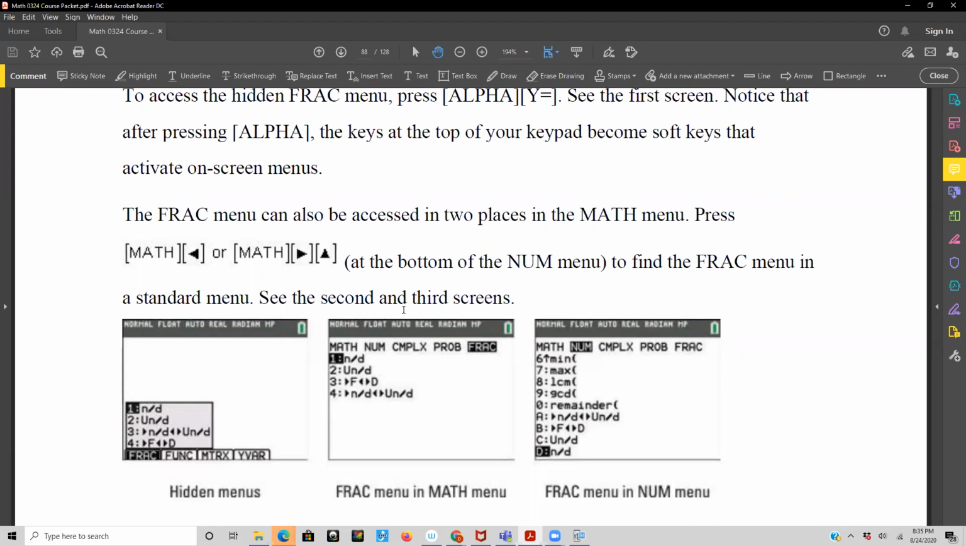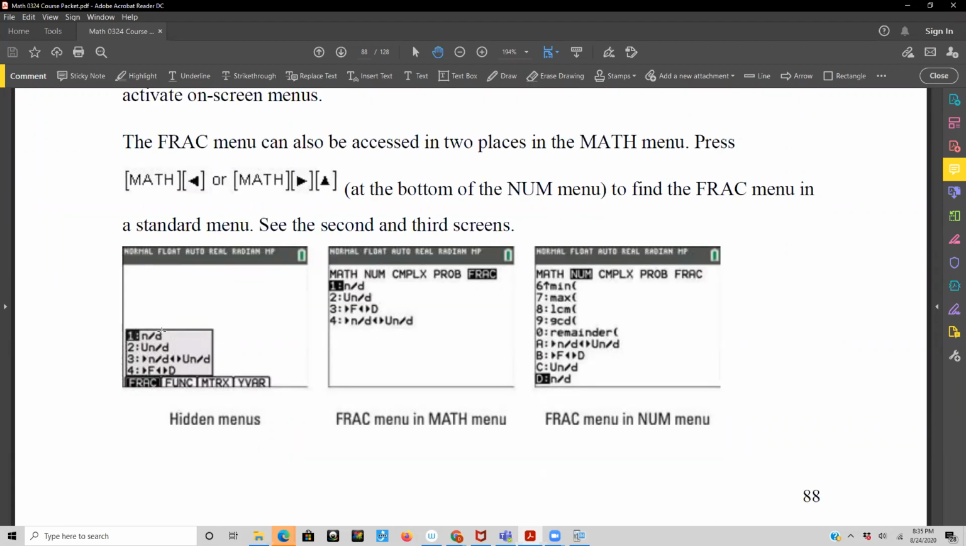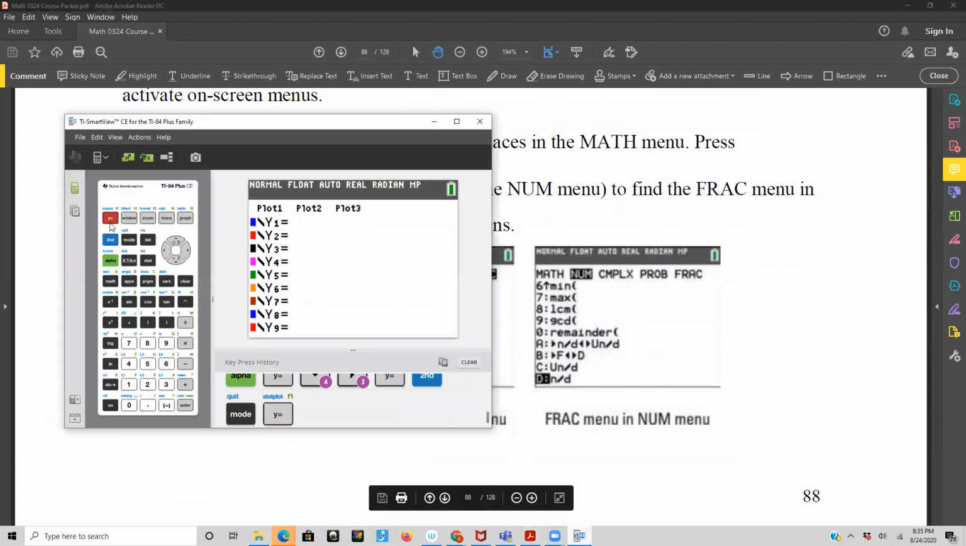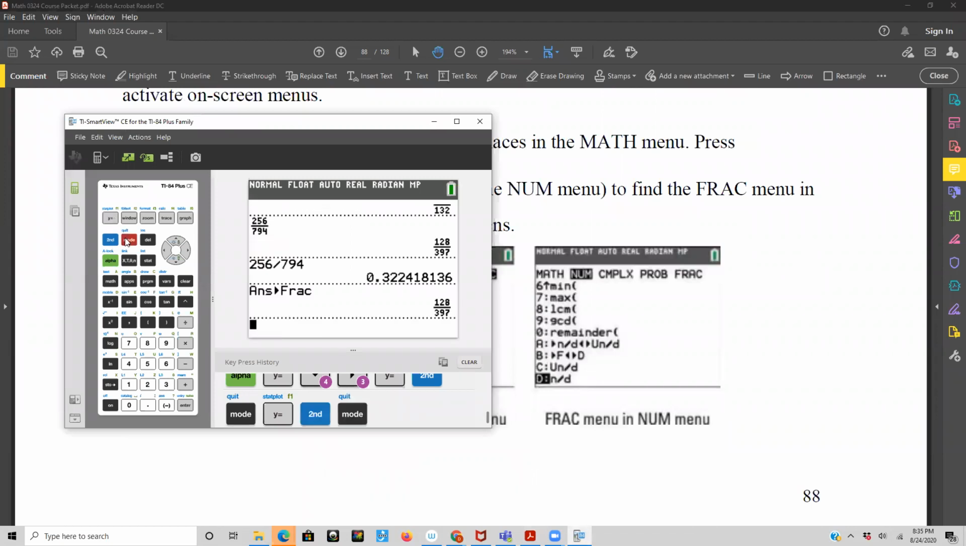All right, so let's show you the hidden menu, I guess. That's what she's trying to do here. There's actually lots of places. I showed you the one with the hidden menu, N over D. That's only on an 84. There's also another place to convert fractions. Let me get out of this with second quit. This is what we call the home screen.